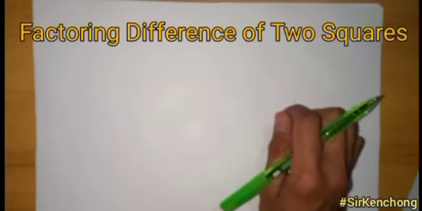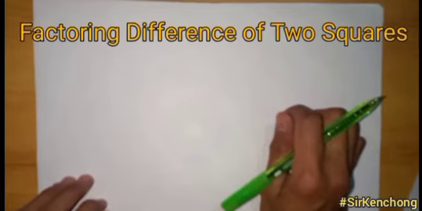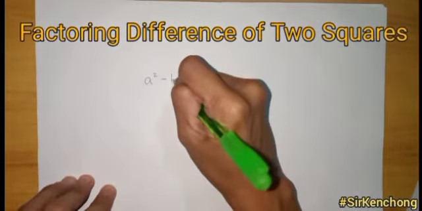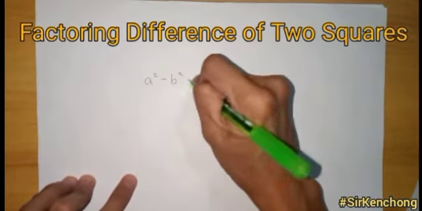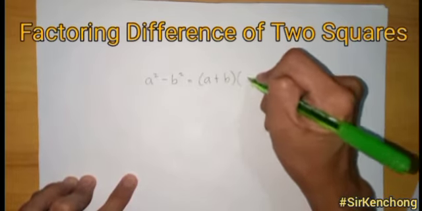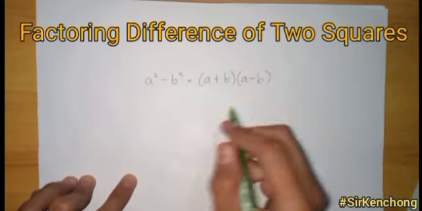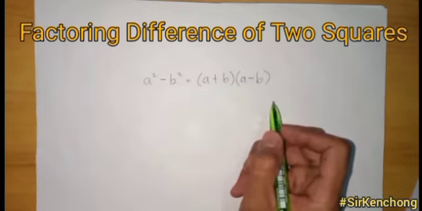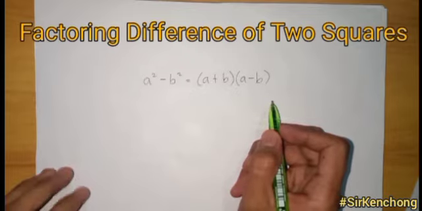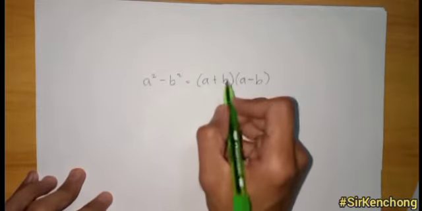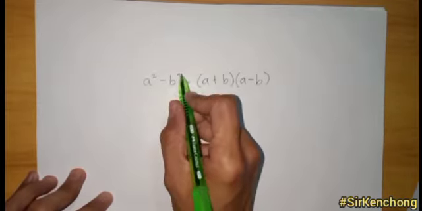Ayun. In general, the pattern in factoring dots or difference of two squares is this. A squared minus b squared is equal to the quantity a plus b times the quantity a minus b. So, yan yung pattern na kailangan yung i-memorize when you factor dots or difference of two squares. Itong a ay square root ni a squared. Itong b naman ay square root ni b squared.